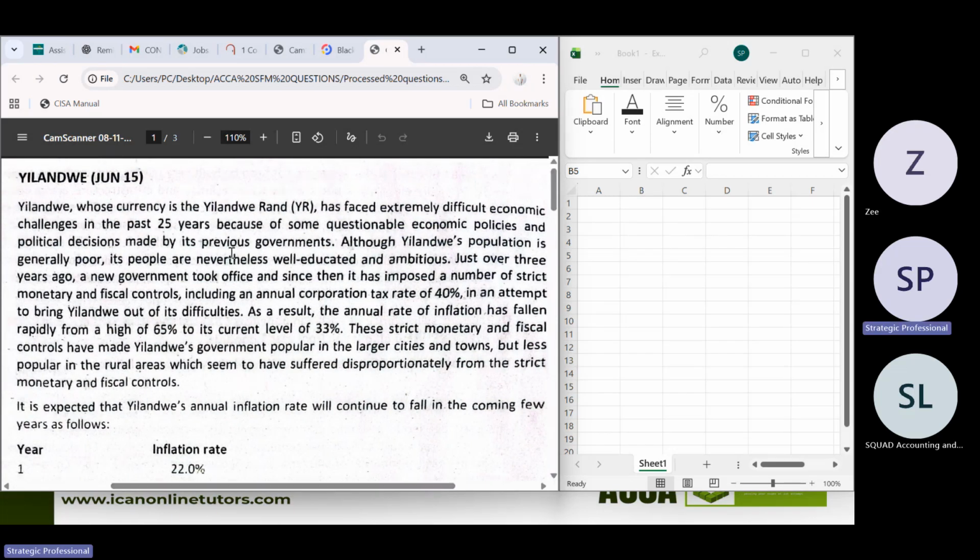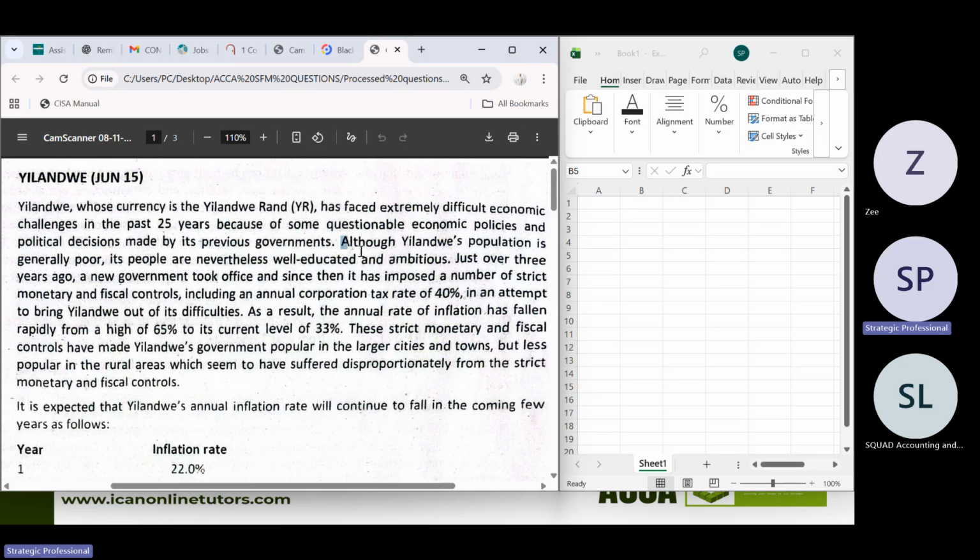we say Yilandwe, whose currency is the Yilandwe rand, YR, has faced extremely difficult economic challenges in the past 25 years because of some questionable economic policies and political decisions made by its previous government. So Yilandwe is a what? That's a country. It's not a company. It is a country.